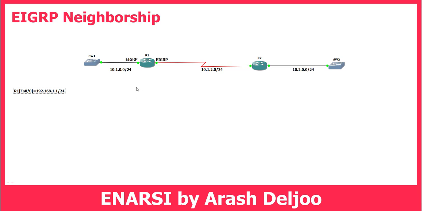EIGRP has one reserved multicast address, such as OSPF, okay? In EIGRP, the reserved multicast address is 224.0.0.10. This is the reserved multicast address for EIGRP. Because of that, when you enable EIGRP on one interface, this multicast address will also be on this interface.